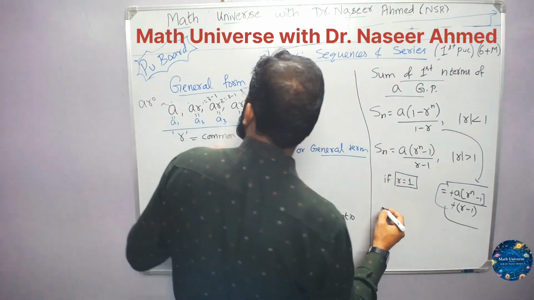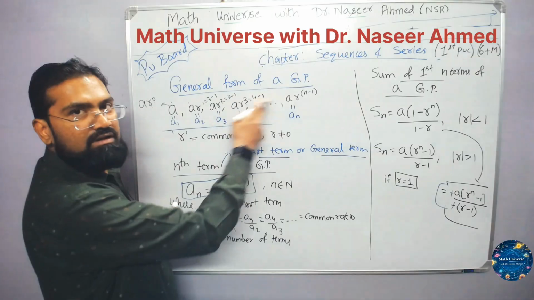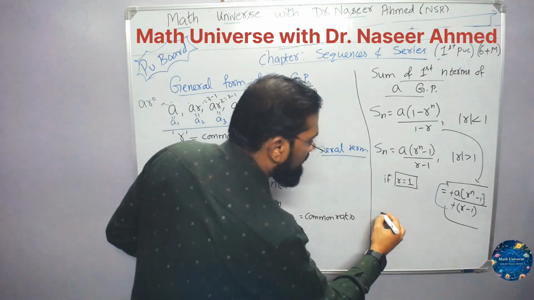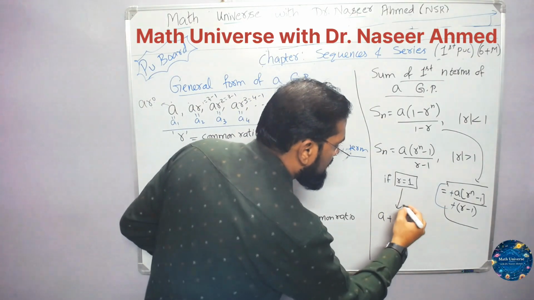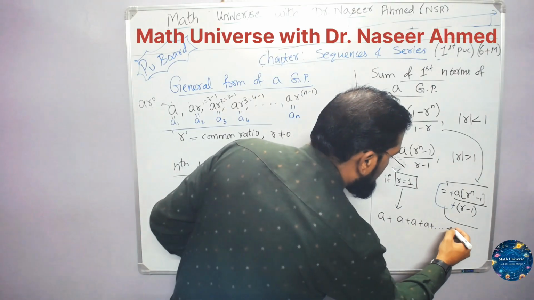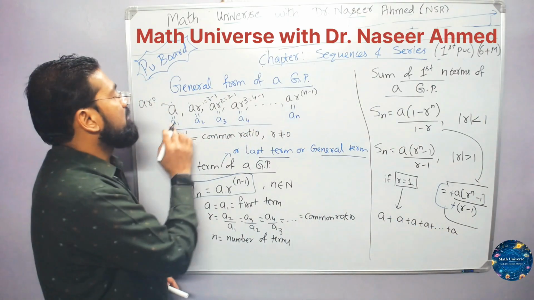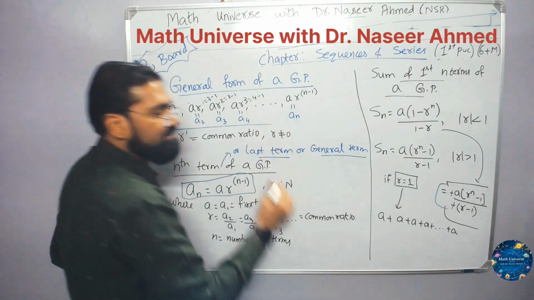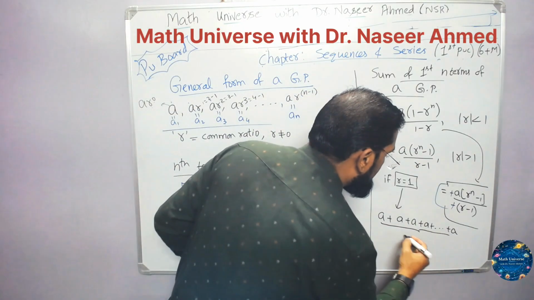will become, see, put R wherever R is there, put as what? 1. So we get what? A. Okay. Then A plus A plus A moves on. How many times? Here we have how many terms? First, second, third, up to n terms. So we have n terms here.